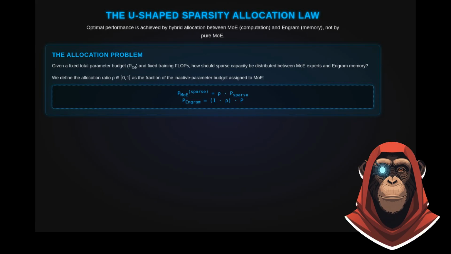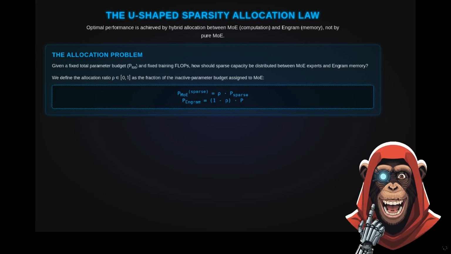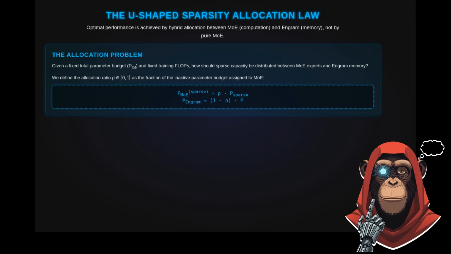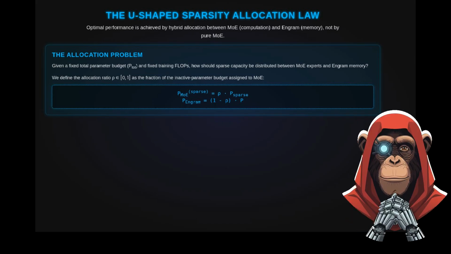So what? Let's be real. This isn't just an incremental paper. It proposes a fundamental new primitive: conditional memory. For AI research, it's a new knob to turn. Scaling laws now have two axes: compute and memory.